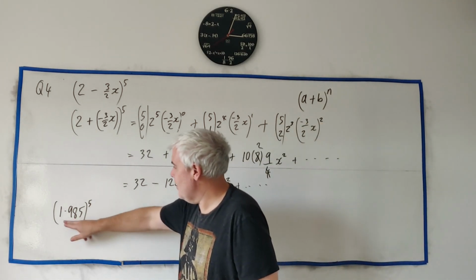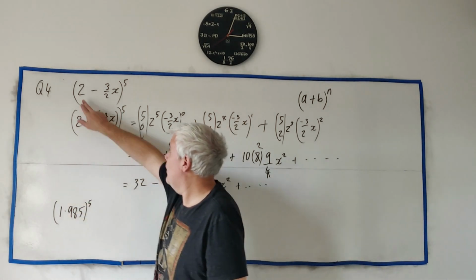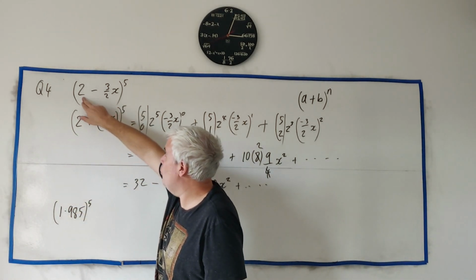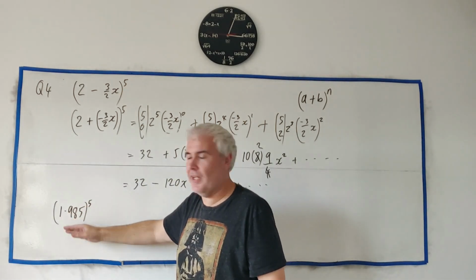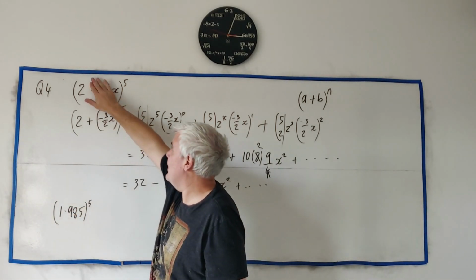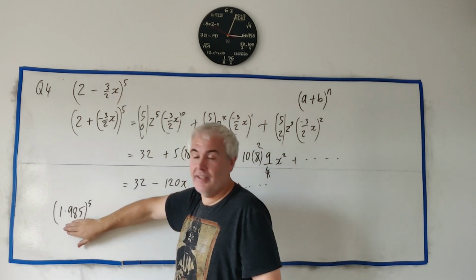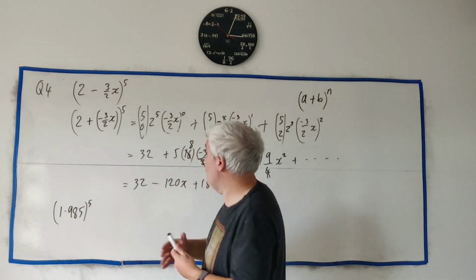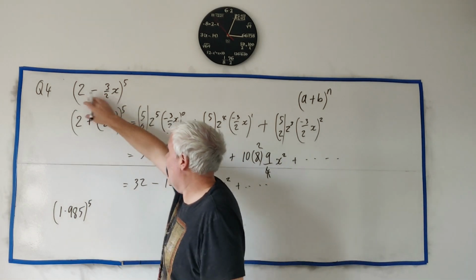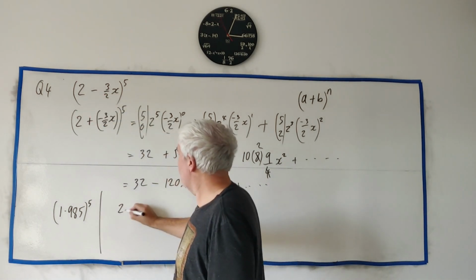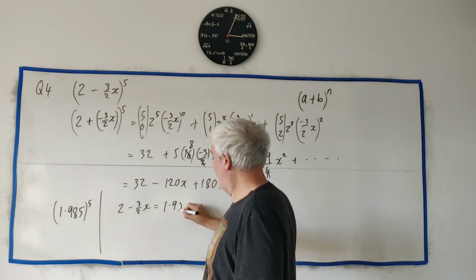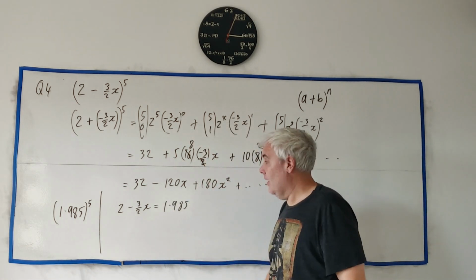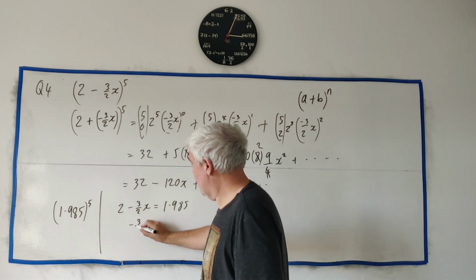Hopefully you notice this number is very close to 2. This is 2 take away something. This is 2 take away something. You want to make this look like this. Find out what x would be to get this number. To do that, the easiest way I think is just to write 2 minus 3 over 2x is equal to 1.985. Just solve that. Take 2 from both sides.